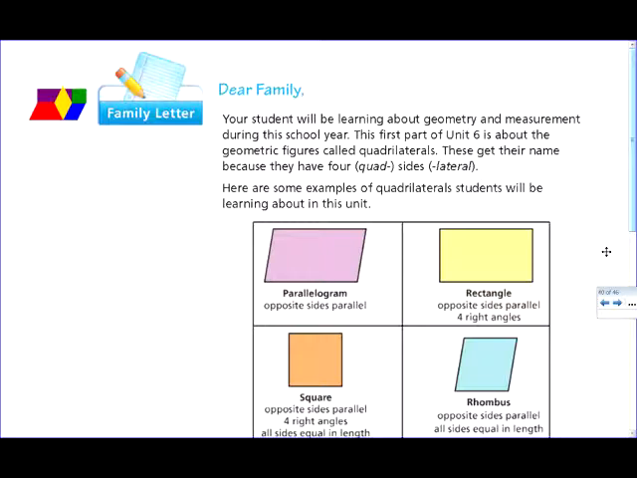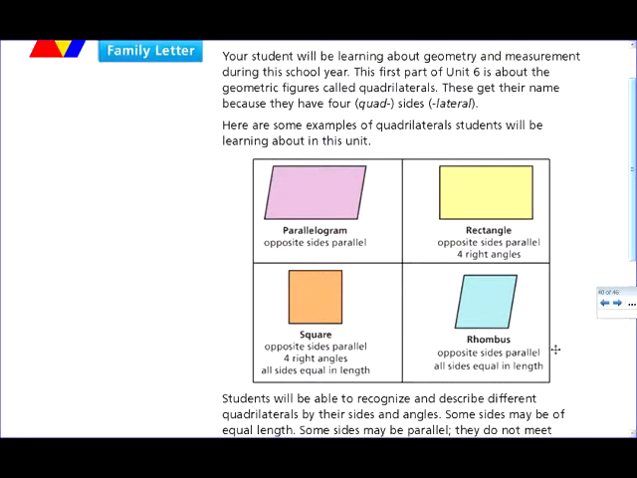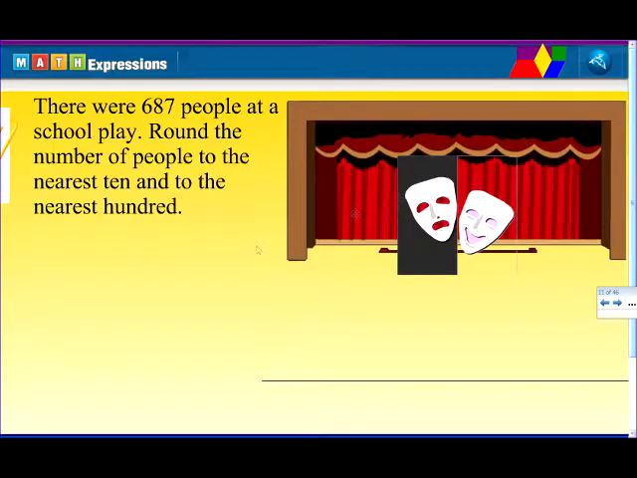Here are some examples. So we have a parallelogram, opposite sides are parallel. We have a rectangle, a square, and a rhombus. Those are the 4 main things that we'll be looking at specifically today. Let's get warmed up today.